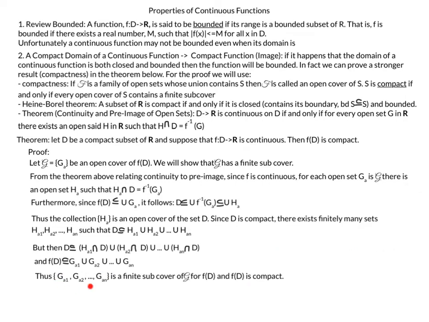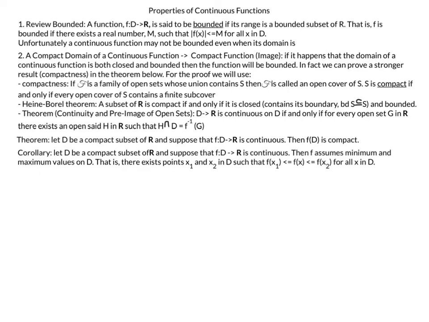And again, thus our G_A1, G_A2 up to G_An is a finite subcover of G, and F of D we've now proven is also compact. So again, if we have a continuous function, then a compact set will map to a compact set.